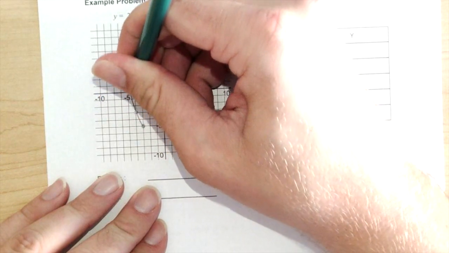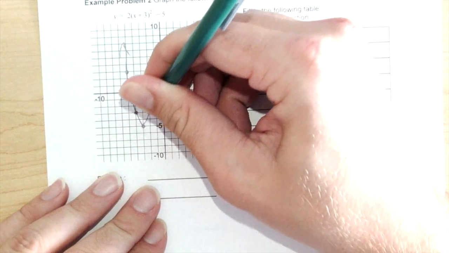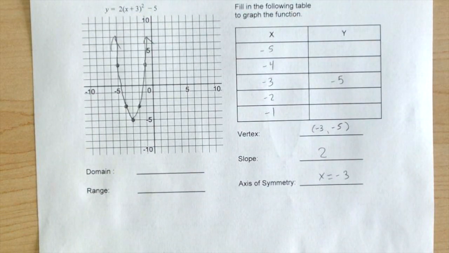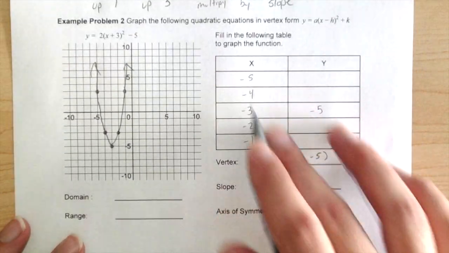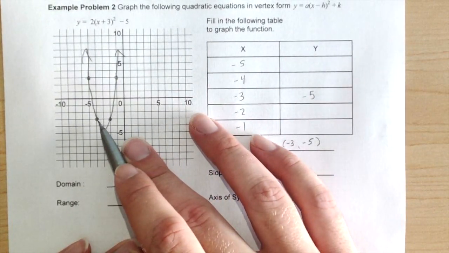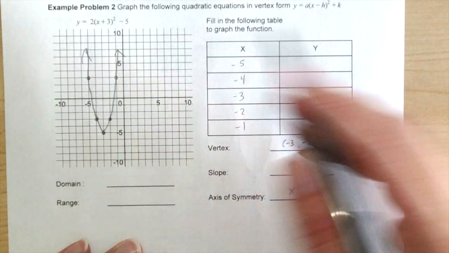So that's what it would look like. So that's how you use the shortcut, and I still want you to fill out the tables just for now so that we can be really technically strong, but the 2 points here are -3 and 3.